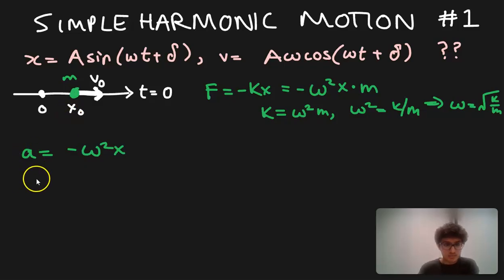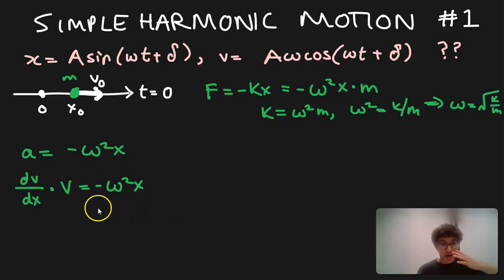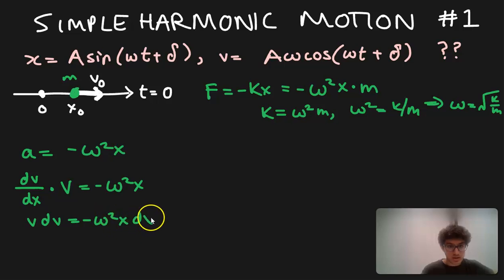And what is acceleration? Acceleration is dv dt, the derivative of velocity. We can also write that as dv dx times dx dt, and dx dt is the velocity. So we can write dv dx times v is equal to negative omega squared x. Now we can multiply both sides by dx, and we get v dv is equal to negative omega squared x dx. We now integrate both sides.